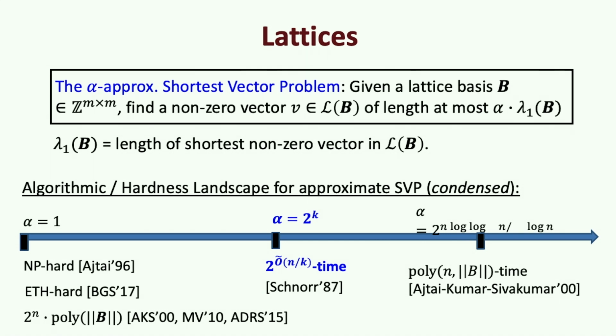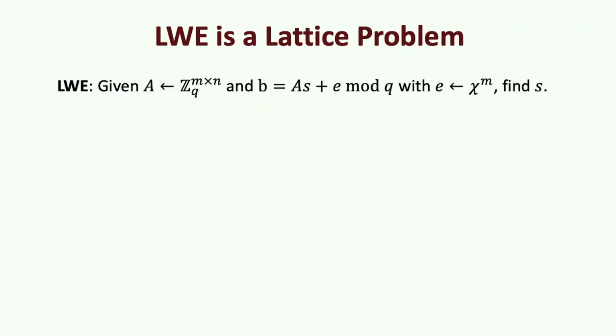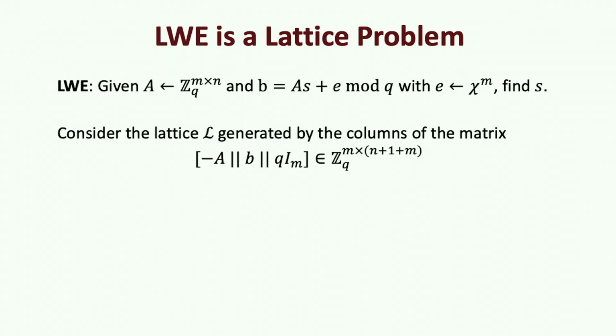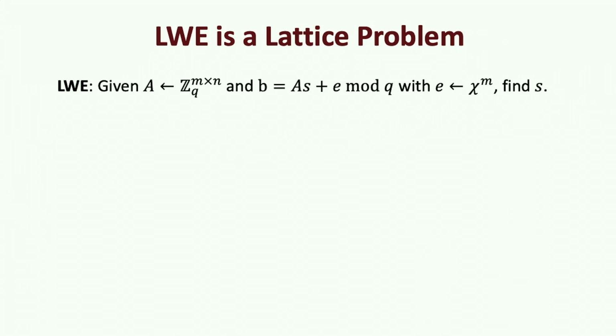Good. So this is what it is. So here's the punchline. LWE is a lattice problem. So we can actually use all this machinery that people have developed for lattice algorithms to solve LWE. That's the punchline. So why is it a lattice problem? Let's look at the lattice. Here is the intuition. So maybe I'll start writing things down.